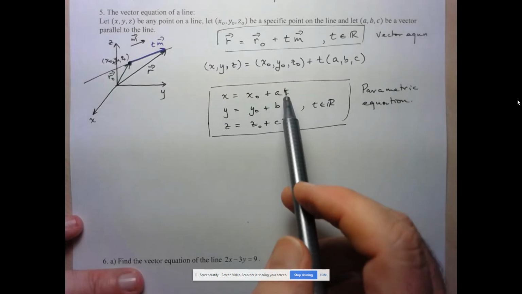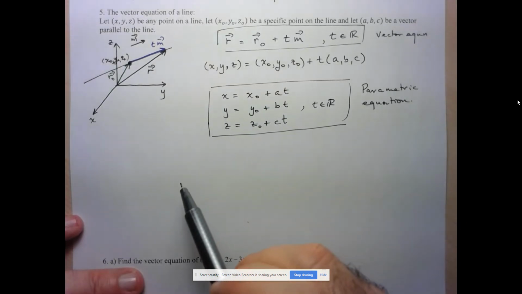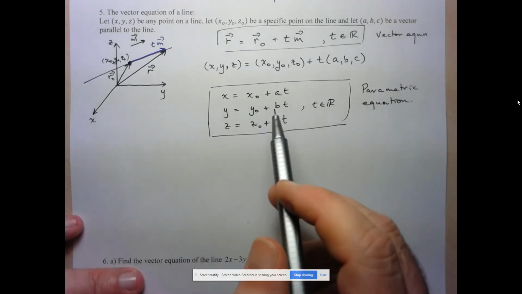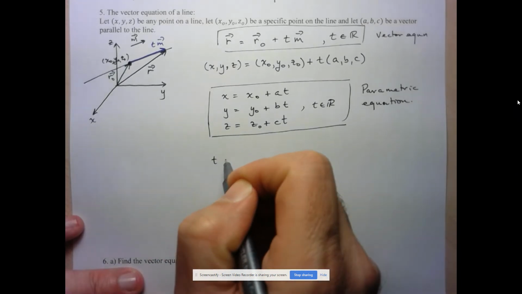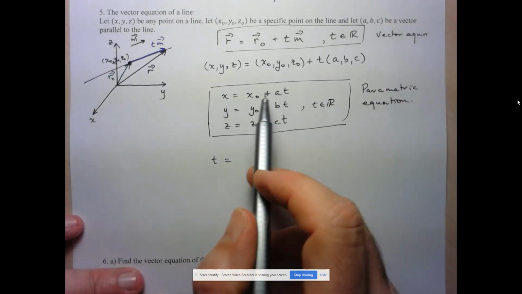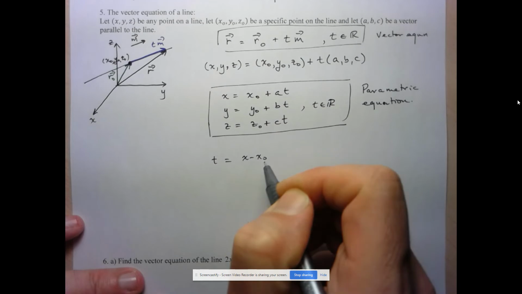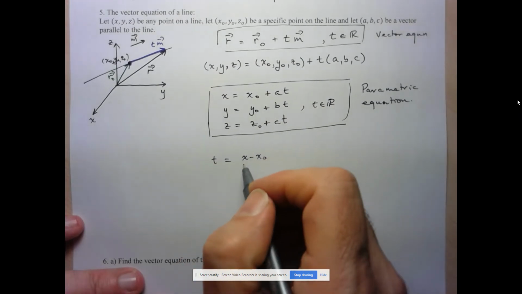So I use the same t value to find the x, y, and z of a particular point on this line. Okay, so what we can do is isolate for t. Let's see what happens. If I isolate for t in that first equation, what do I have? I have x minus x naught, divided by a.